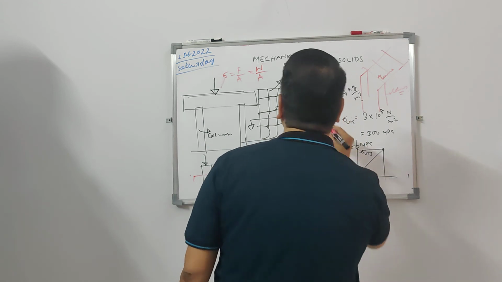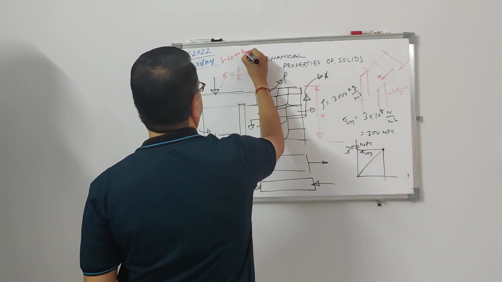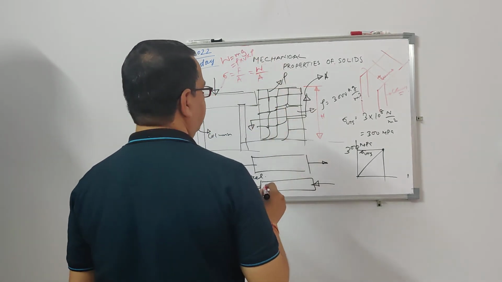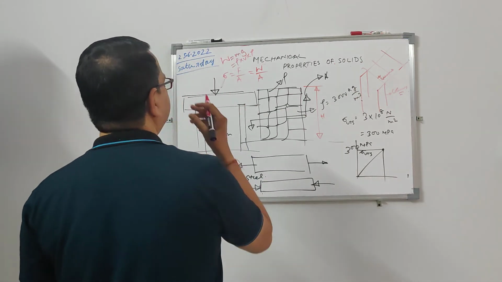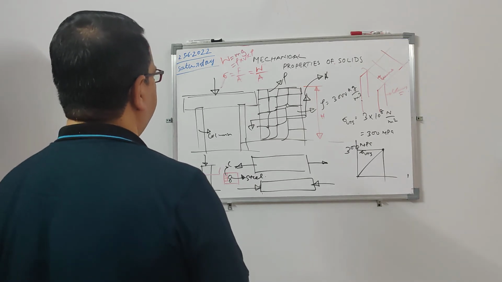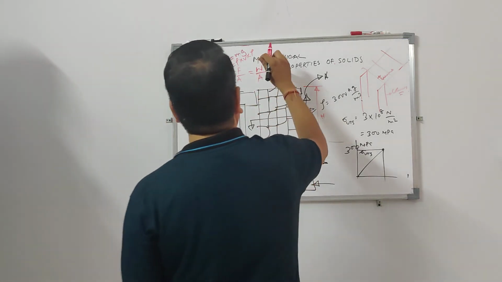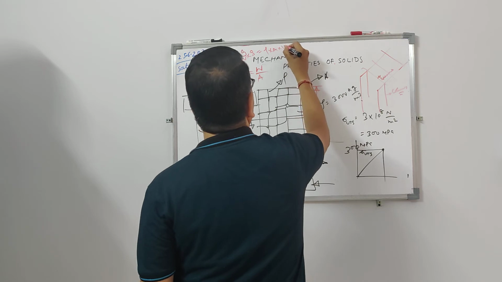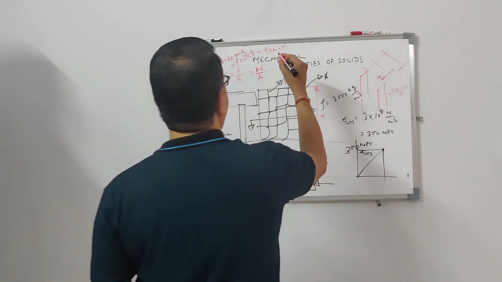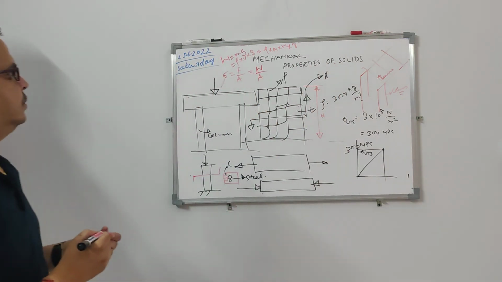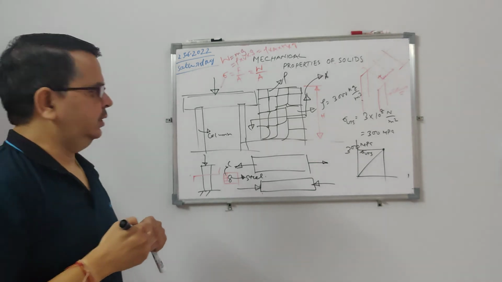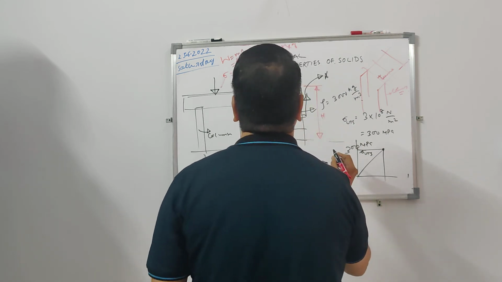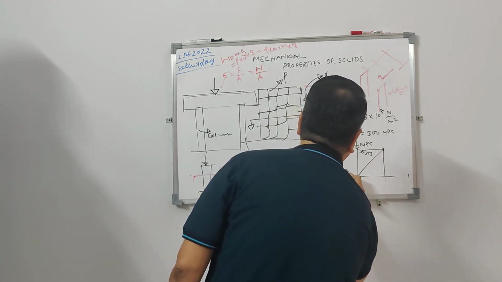What is the weight of the mountain? Weight is equal to m into g, and this m is nothing but rho into V. Volume is nothing but cross-sectional area into height, so V is A into H. So your weight is equal to rho into A into H into g.